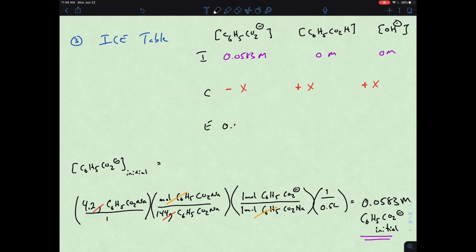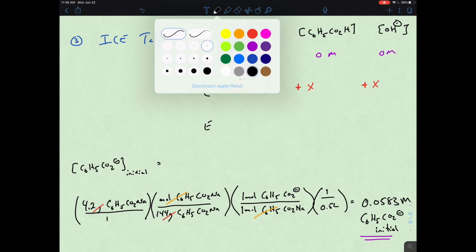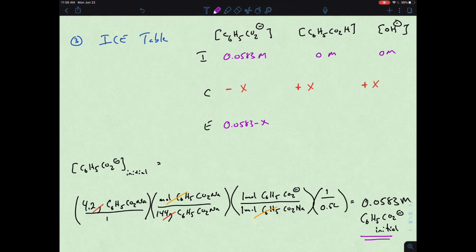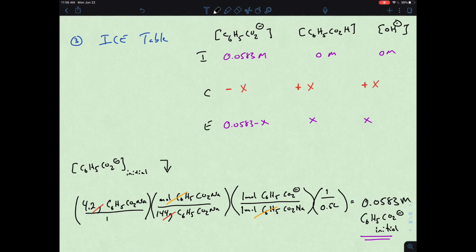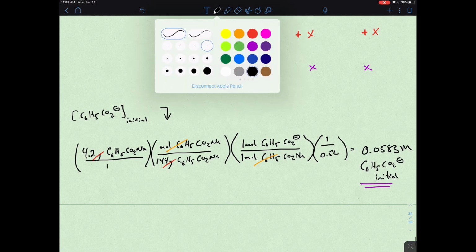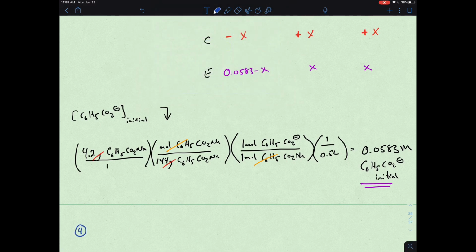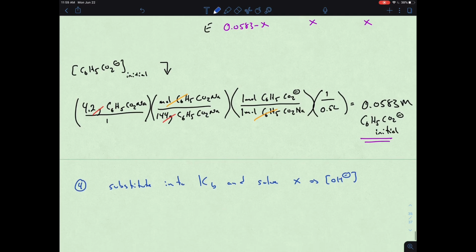And so we have 0.0583 minus x, and then we got x and x for our equilibrium values. So now that we have all of that, we can basically substitute and solve. And basically we're solving for x, which is taking us to hydroxide ion concentration, but then we can get to pOH and then pH as a result.